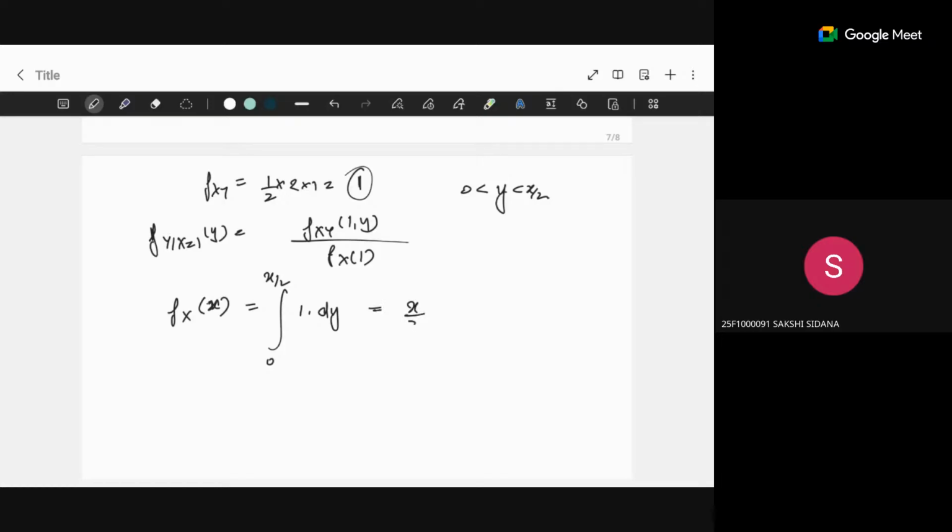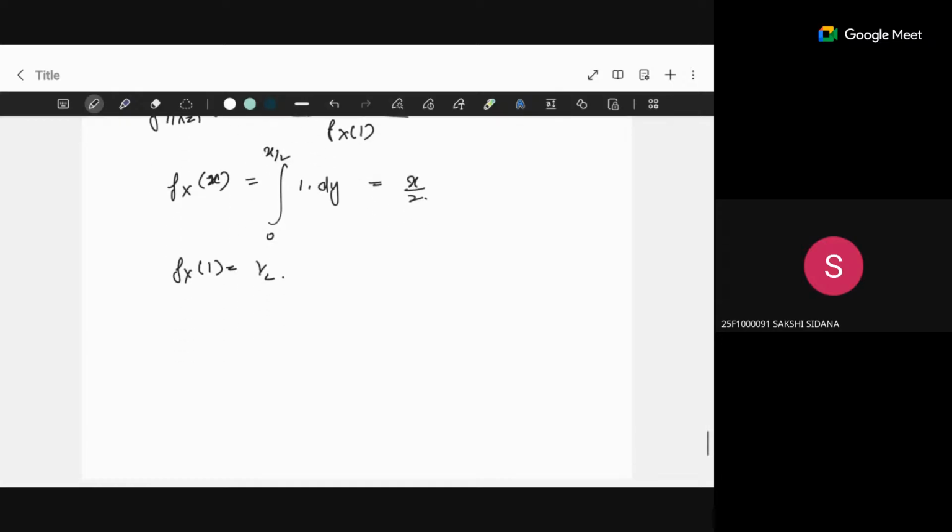So this will be what? x by 2 only. So what is my f of x of 1? It will be 1 by 2. Yes. So now what is my f of y given x equals to 1? This will be 1 divided by 1 by 2, which is 2. Fine. Answer is 2, ma'am, right?